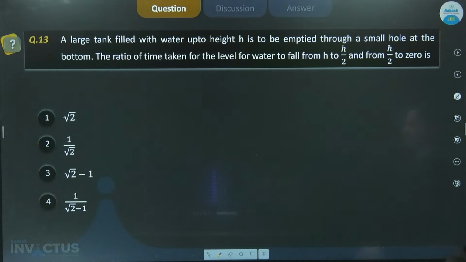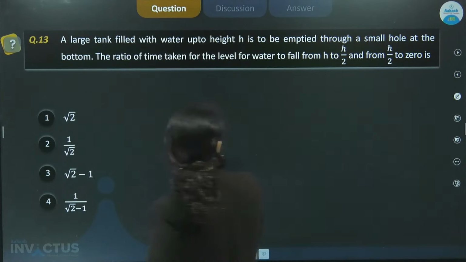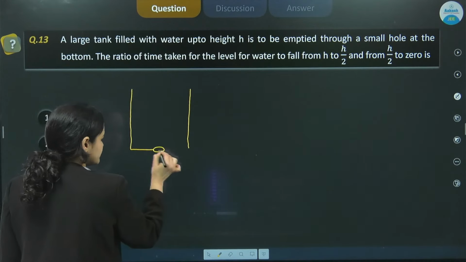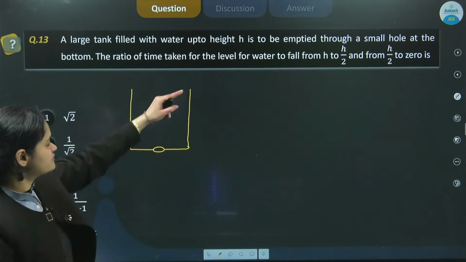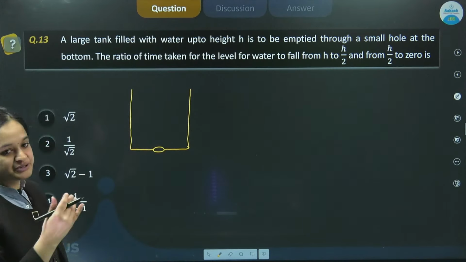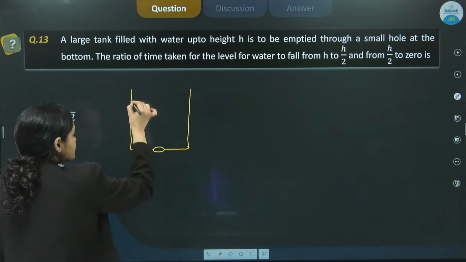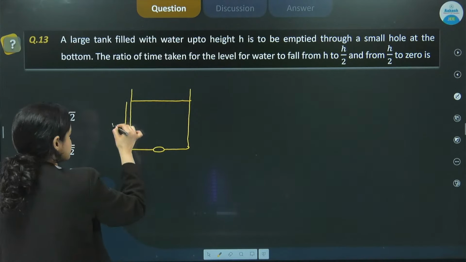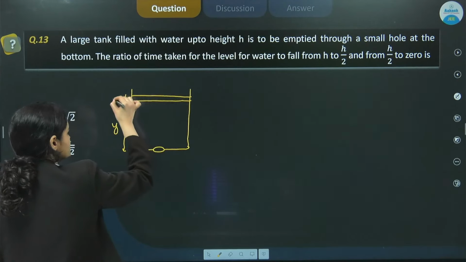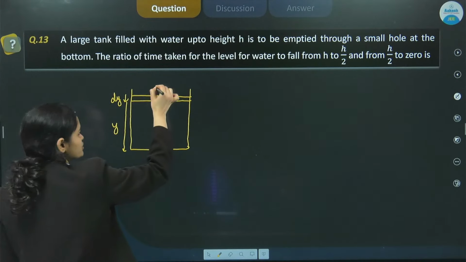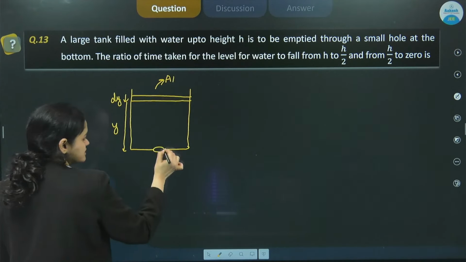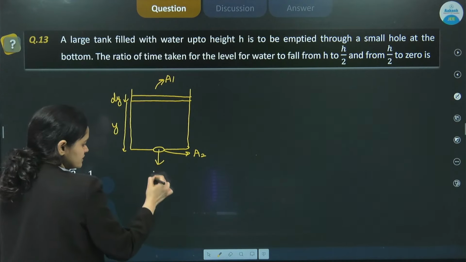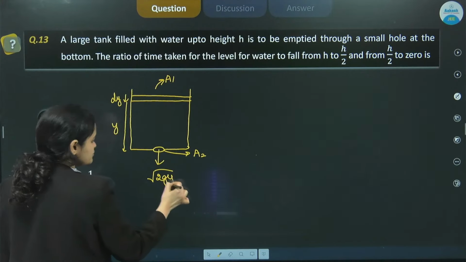A large tank filled with water up to a height is to be emptied. All right, let's first find out the relation between time of emptying the tank, because we have been given different levels and we have to compare the times over here. So now, if I consider this is y, the level which has just decreased is dy. All right, so the area of cross section of this region is a1, area of cross section of this region is a2. So the velocity with which the liquid will be flowing out is going to be root 2 gy.